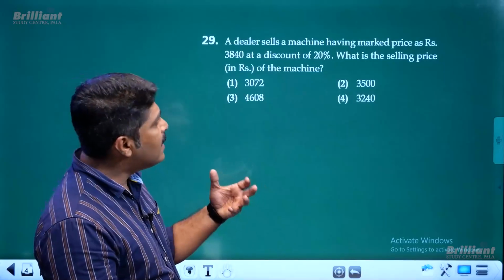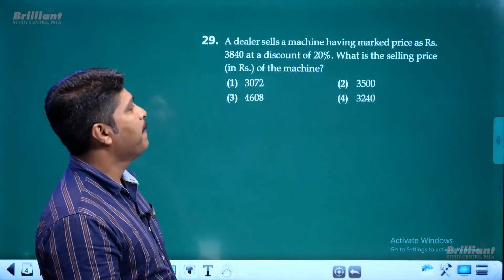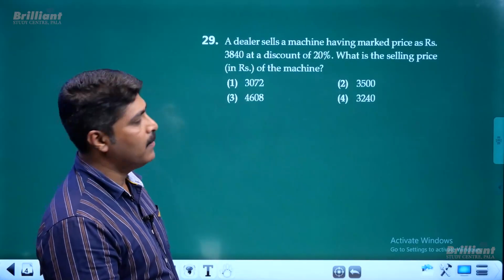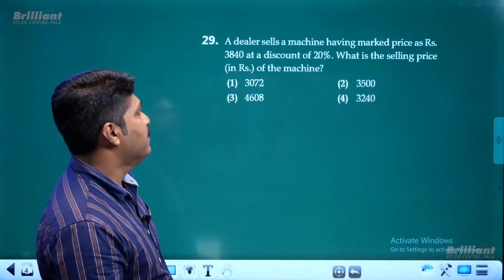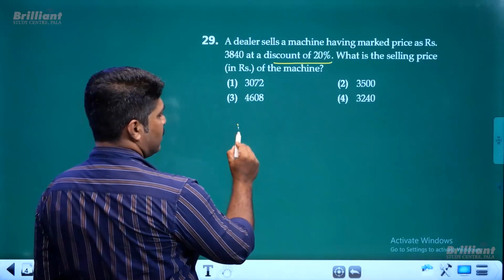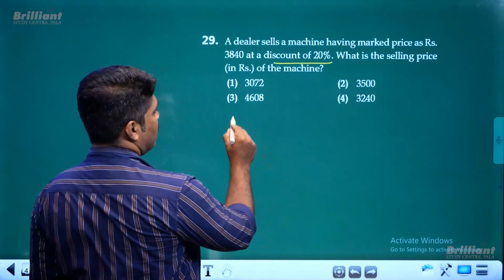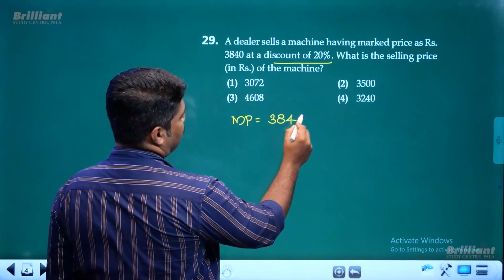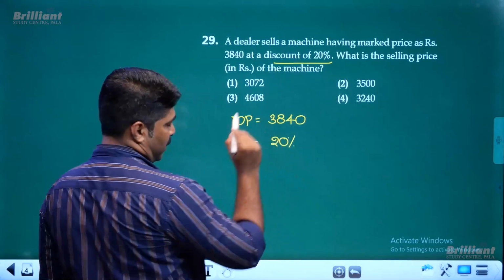A dealer sells a machine having marked price as rupees 3840 at a discount of 20%. What is the selling price of the machine? So there is a discount of 20%. So how to find it? If discount is 20%, here first the marked price is given. If you want to write the step by step approach, the marked price is mentioned as 3840 and here the discount is 20%.